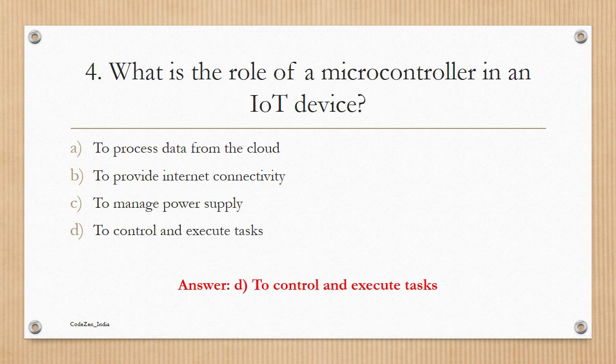4. What is the role of a microcontroller in an IoT device? A. To process data from the cloud. B. To provide internet connectivity. C. To manage power supply. D. To control and execute tasks. Answer: D. To control and execute tasks.